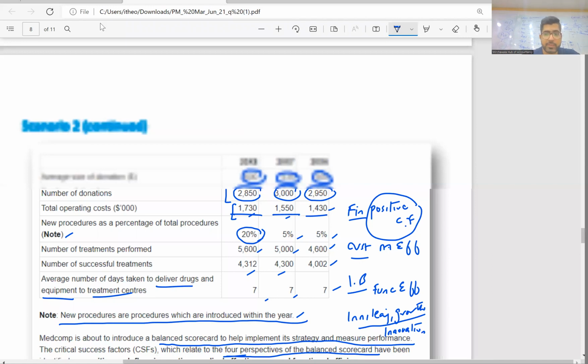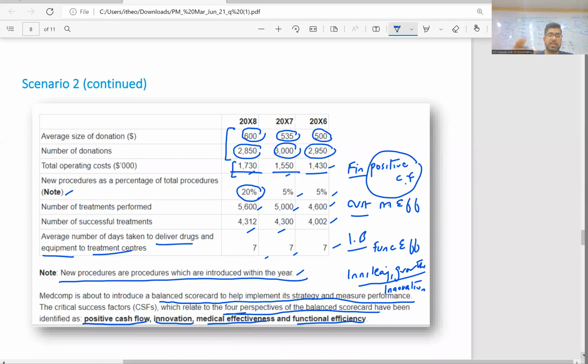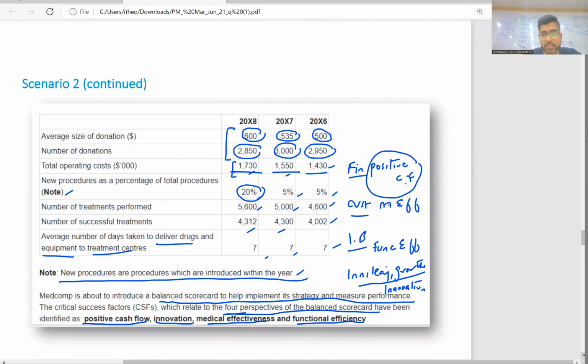If you say that critical success factor for financial is positive cash inflow, this was not my choice. It mentioned 4 critical success factors and we selected that the financial critical success factor is positive cash flow. Then to measure positive cash flow, we need to see the indicator, whether positive cash flow is being generated or not. Now, similarly, for innovation, learning growth, the critical success factor out of all these 4 was innovation. And to measure innovation, new procedures as a percentage of total.